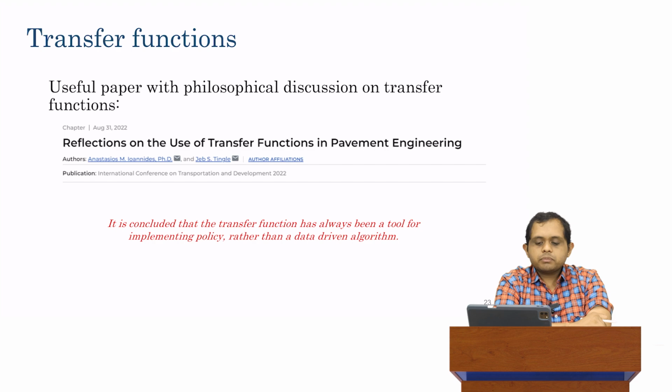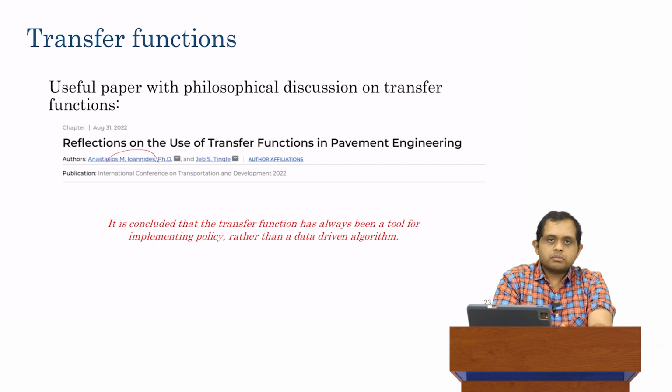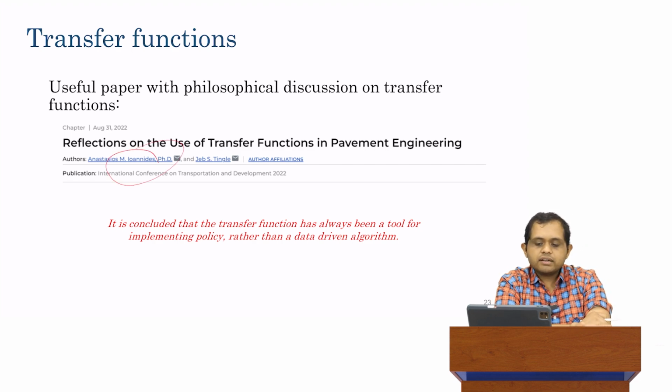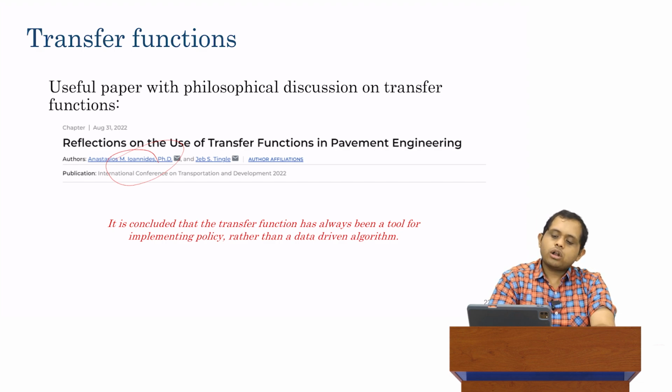There is one particular paper, by Ionides, we've seen this author before. It's a very interesting paper, very recently published in 2022 in a conference. You'll need to get to a university library to get access to this, but please try, it's a very well-written paper. The title is Reflections on the Use of Transfer Functions in Pavement Engineering. I won't go into all the details, but I will quote one line from this, which I thought fully explains what I'm trying to say. It is concluded that the transfer function has always been a tool for implementing policy rather than a data-driven algorithm.